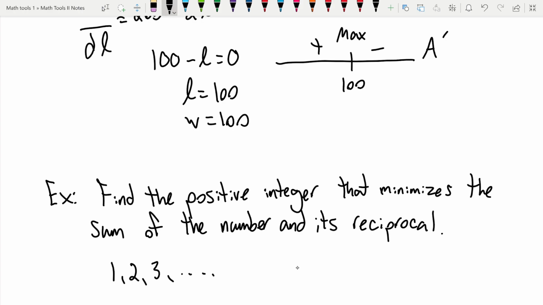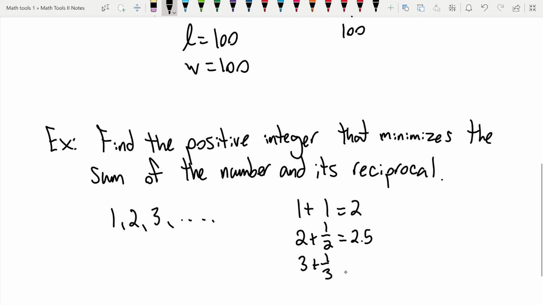If you think about the numbers plus the reciprocal, so 1 plus 1 is 2. 2 plus 1/2 is 2.5. 3 plus 1/3 is 3.3 repeating, etc. It just keeps getting larger. So 1 should be the answer here. But if we don't see that, how do we set up an equation for this kind of problem?